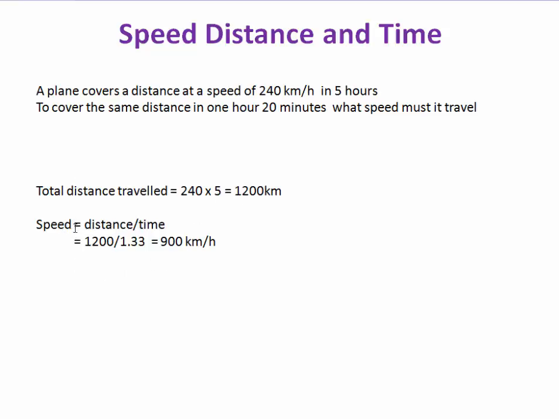Now speed from our formula triangle is distance divided by time. So we've got this distance of 1,200 kilometers and we've got this time of 1.33 hours. Remember, convert the 20 minutes into a decimal. So 20 minutes is 0.33 of an hour. So 1,200 divided by 1.33, and we get 900 kilometers per hour. Don't divide by 1.2.